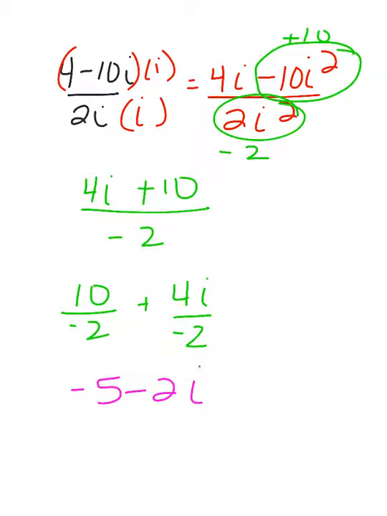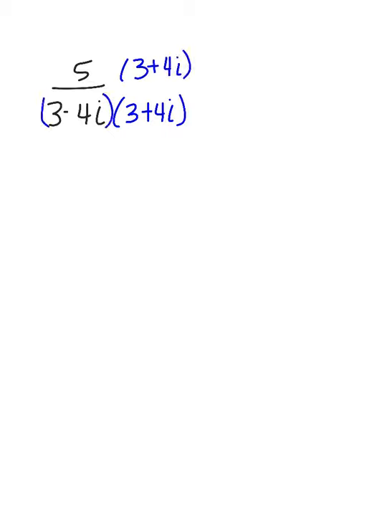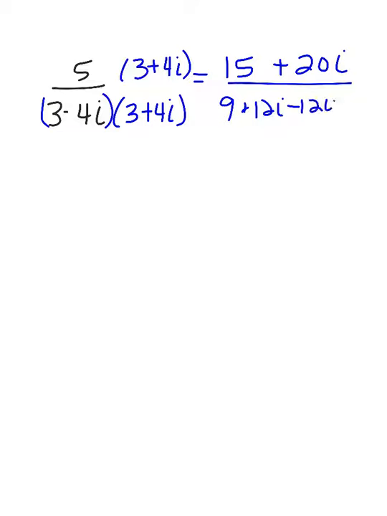Okay, so B is 5 over 3 minus 4i. So we multiply by the conjugate since it's a binomial. That would be 3 plus 4i. In the numerator, you have to make sure you distribute. So that's 15 plus 20i. In the denominator, you have to distribute. So that's 9 plus 12i minus 12i minus 16i squared.